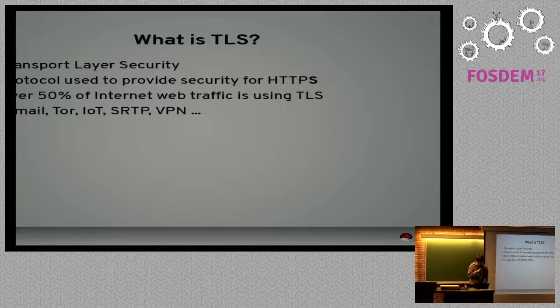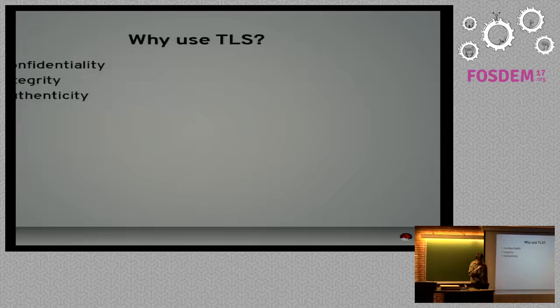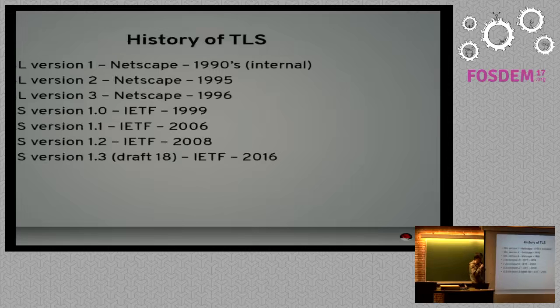So why do we use TLS? First is confidentiality, so that the contents of the communication are secret. The integrity, so we make sure that the communication is as it was sent by the other side, so it wasn't modified in transit. And authenticity, so that the data comes from the person we think it comes from, also in subsequent messages. So like I said, TLS is a very old protocol.